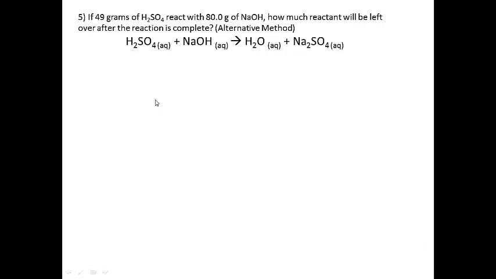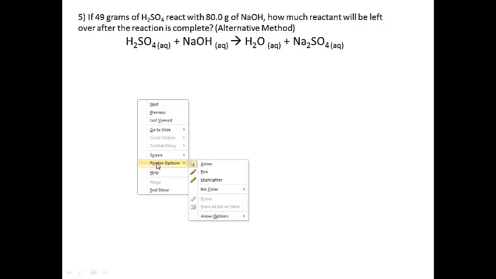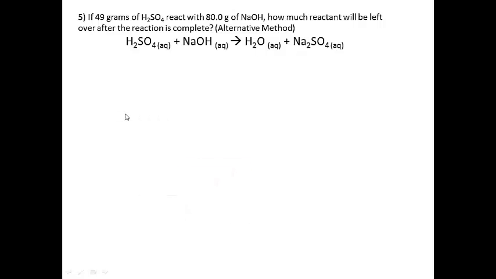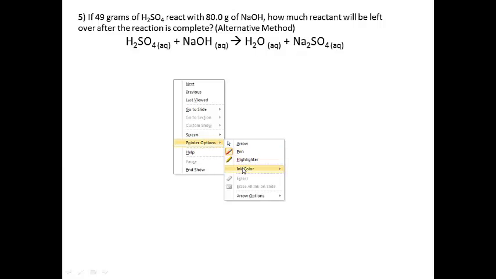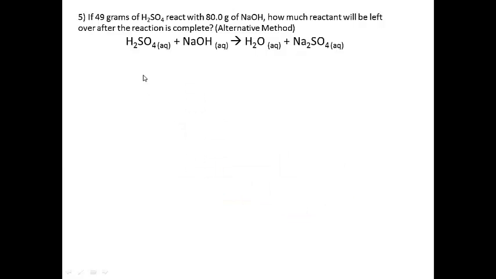Okay, so here's another way to look at that problem. Problem number 5 in our review packet. And this way, let's think about this problem again. So I know I have 49 grams of this, and I know I have 80.0 grams of the NaOH. And remember from the previous one I did that it was balanced like this. And I want to know which one gets used up first.